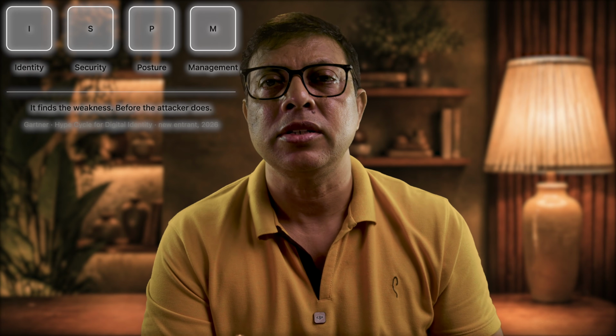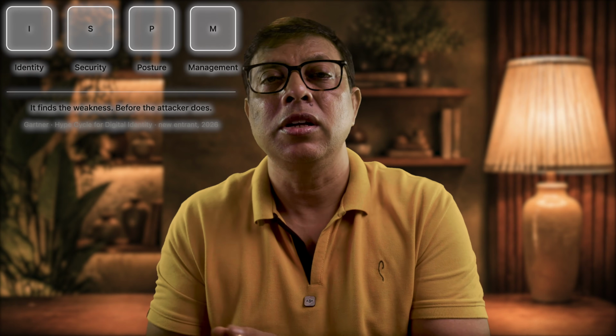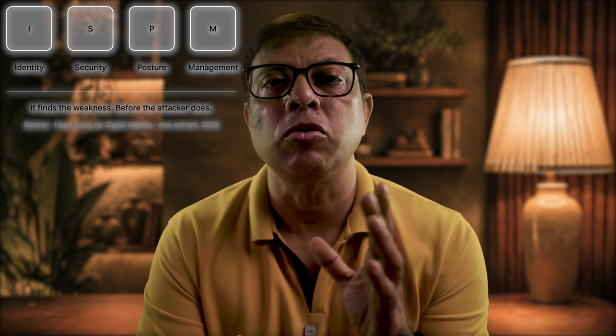It tells you what your access looked like 3 months ago. ISPM is the live traffic layer. It continuously examines your identity configuration and asks which accounts have far more privilege than they actually use, which service account has not been touched in 90 days but still holds admin rights, which credentials have never been rotated, where is MFA configured incorrectly, which identities have no owner at all, and crucially, it does this all the time, not once a quarter.